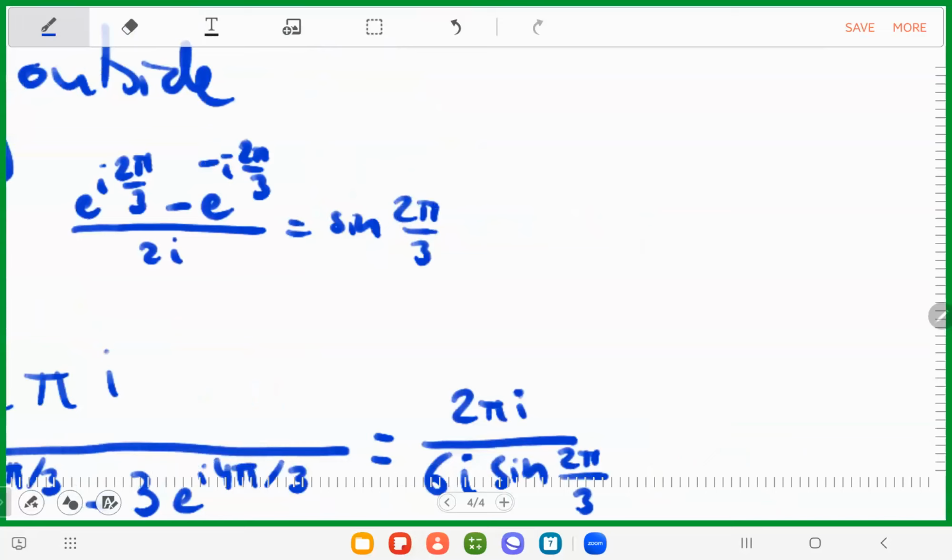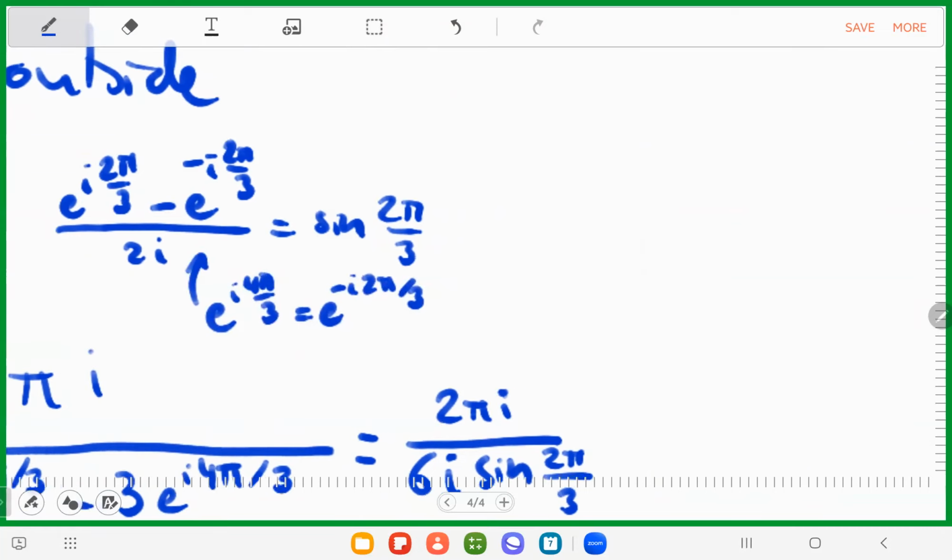Okay, let me write this for the record. The exponential of i 4π over 3 is the same as the exponential of minus i 2π over 3. The same point on the complex plane. And well, this can be simplified if you just remember the sine of 2π over 3, or 120 degrees, I think.